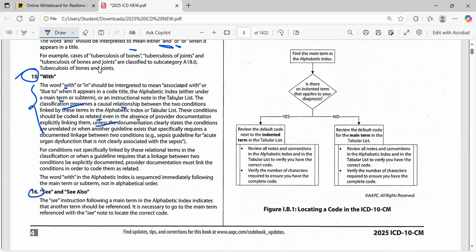Next we have "see" and "see also". The "see" and "see also" instructions are listed in the alphabetic index, which will select.